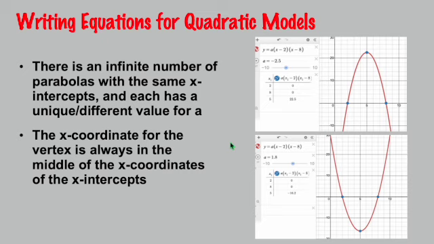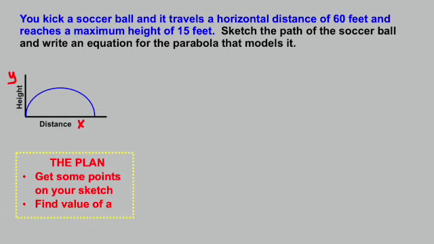as we move forward to learning how to write equations for these quadratic models. We're going to go ahead and look at the first word problem from the introduction. You kick a soccer ball and it travels a horizontal distance of 60 feet and reaches a maximum height of 15 feet. We're going to sketch its path. So I've gone ahead and just drawn a generic little sketch here. We have x as our distance and y would be our height.